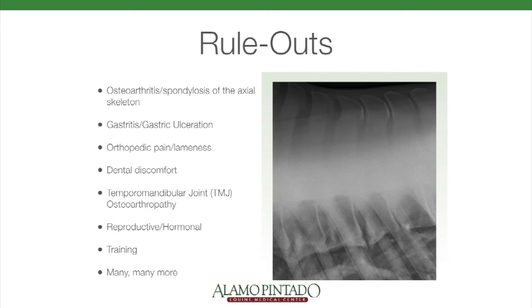Orthopedic pain, so obviously any type of lameness issue. They can have sore sacroiliac joints, they can have sore hocks, they can have all these different things that will sometimes cause some of these issues with performance. They can have TMJ pain in their jaw. They can have abnormalities with their dental, with the way that their teeth are. Can be hormonal or reproductive.